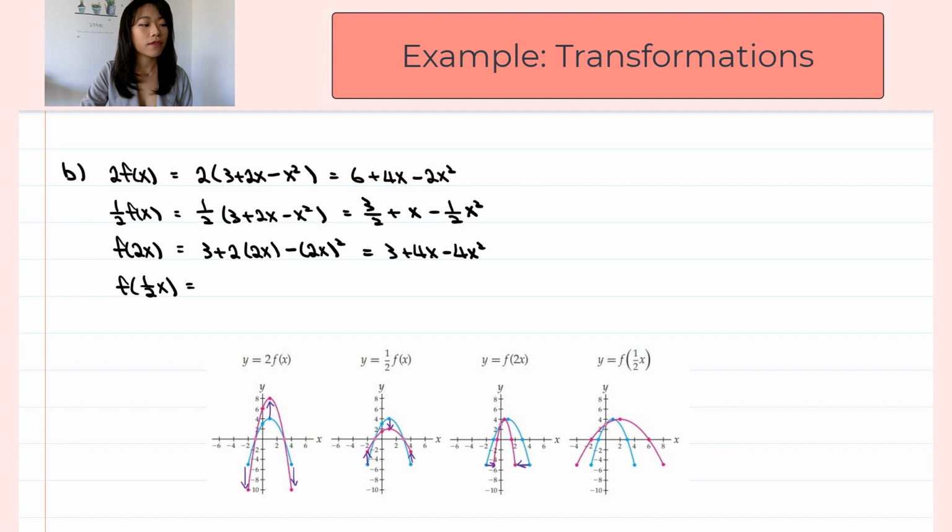How about the last one? The last one is f of half times x. So we replace x by half of x. We get 3 plus 2 times half of x, then minus (half of x) squared, which equals 3 plus x, then minus a quarter of x squared. Let's look at the graph. We see that it is a horizontal expansion. The y values remain, however the x-axis gets an expansion.